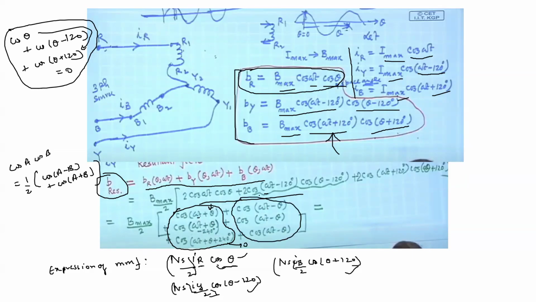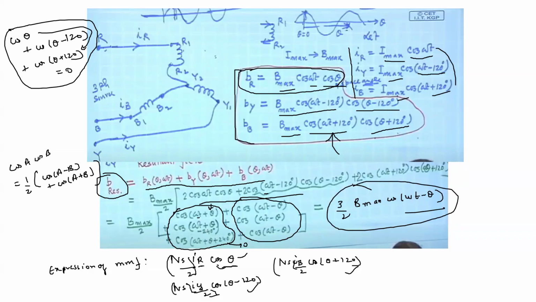These three are the same thing, so you will get 3 by 2 B max cos omega t minus theta. So this is the resultant air gap MMF. If you give balanced three phase currents, meaning they have the same magnitude but are phase displaced, to three phase distributed windings, you get the resultant MMF like this.